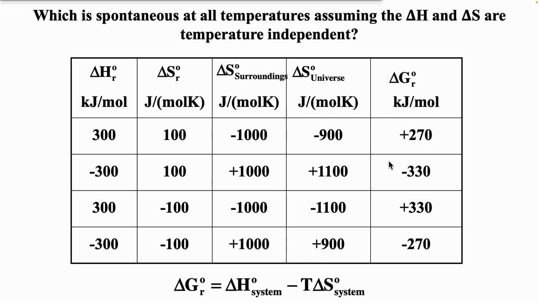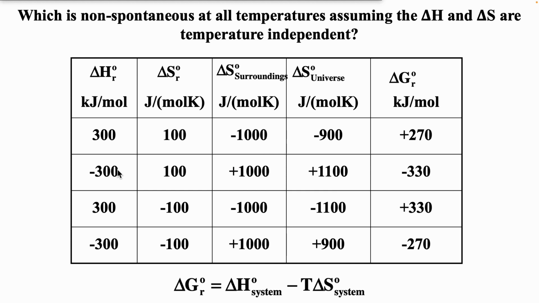Which is spontaneous at all temperatures, assuming delta H and delta S are temperature independent. And so if we look at this equation down here, it's my favorite one, or one of my favorite ones. For spontaneous, delta G has to be negative, and so that means delta H has to be negative. And so that would be the second or the fourth row. Now, for this term here, you got that negative sign, and so delta S system would have to be positive. So delta H negative and delta S positive means that reaction should be spontaneous over all temperatures, assuming delta H and delta S do not change with temperature.